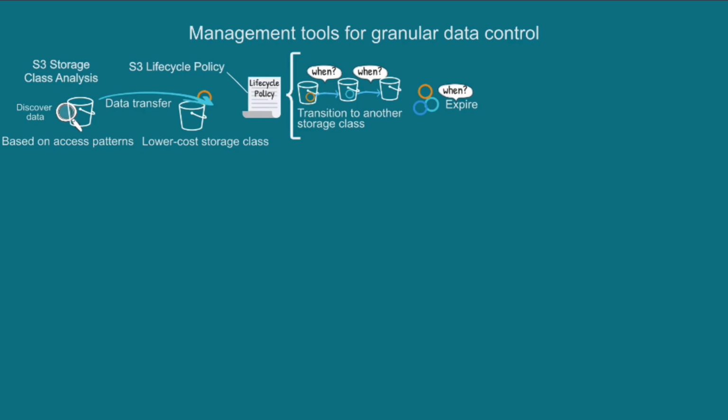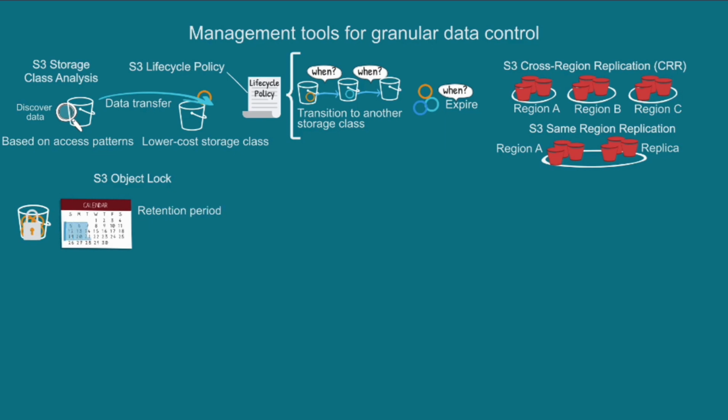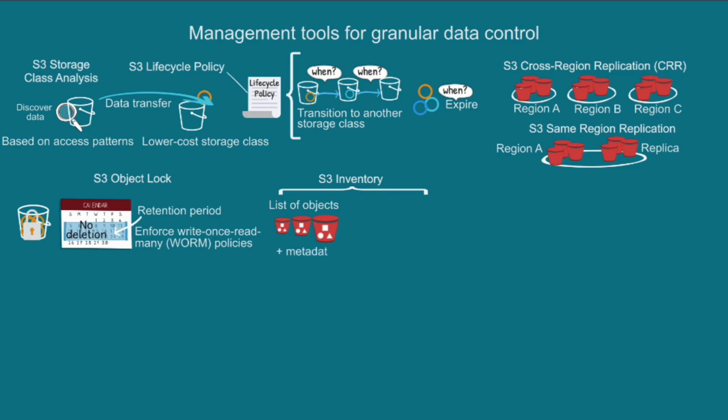In addition, you can use S3 cross-region replication to replicate data into other AWS regions. You can also replicate data within the same AWS region. With S3 Object Lock, objects are locked for the duration of the retention period that you define and are protected from deletion. You can enforce write once, read many policies with S3 Object Lock. S3 Inventory Report lists your stored objects, their metadata and encryption status. You can also use S3 Batch Operations to change object properties and perform storage management tasks for billions of objects.